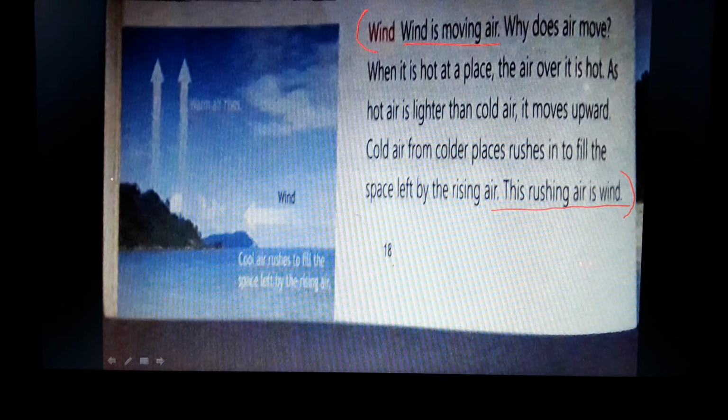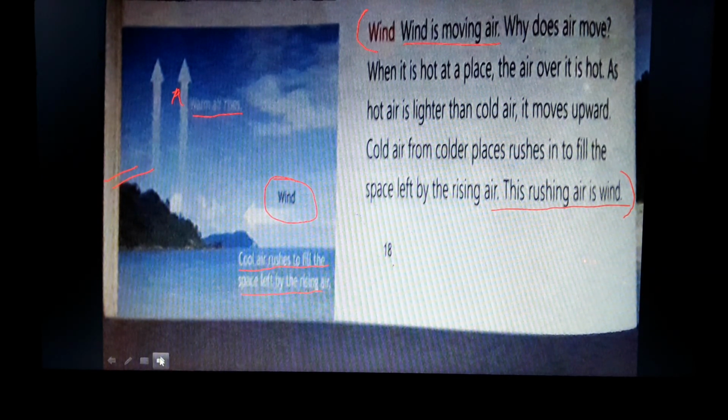Okay, you also have a picture in your book that shows the movement of wind. You see warm air is rising above and the cold air rushes to fill in the space left by the rising air, and this movement is called wind. So you have a diagram in your book also, and I have also shown you a diagram. So with the help of this, I hope you have understood what movement of wind means.